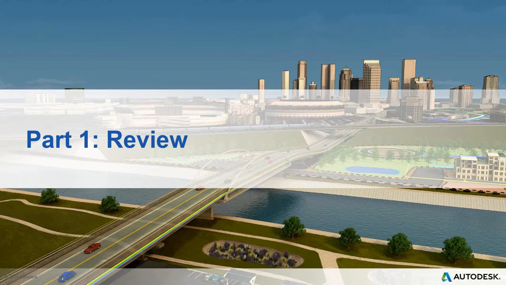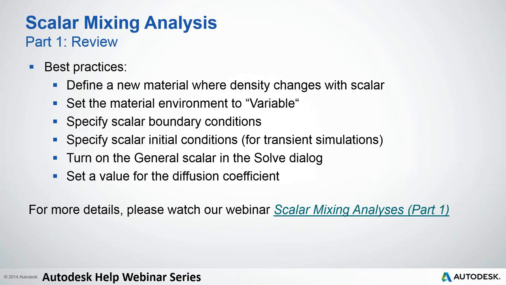For part one, we saw as a first step to set up a scalar mixing analysis, we first have to define a new material where we let the density change with scalar. That means we have a table where we have scalar and density. We define scalar 0 and the related density, and scalar 1 for the second fluid and the related density. Then we have to make sure that the material environment is set to variable, so we allow the properties of the fluid to change, especially the density.